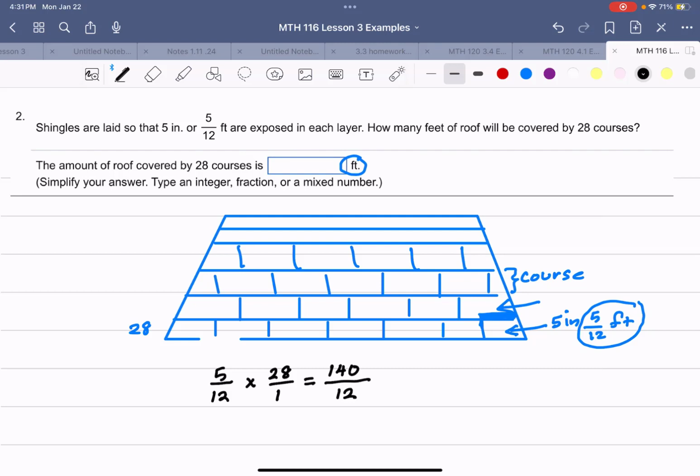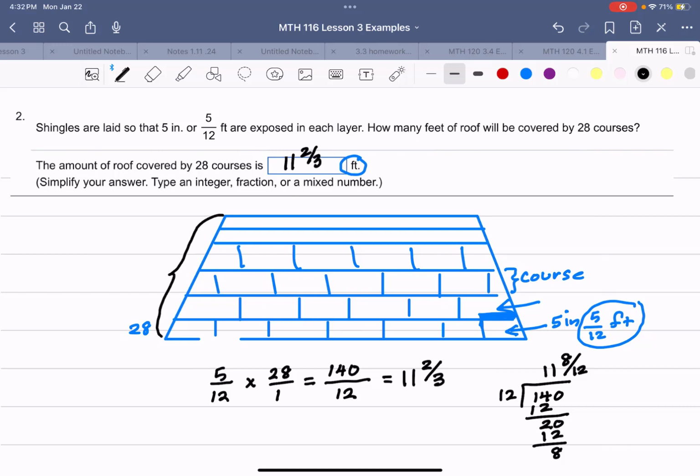140 over 12. Well, 12 goes into 140. 12 into 14 is 1. Bring down the 2, bring down the 0. 12 goes into 20, also 1. 1 times 12 is 12. 8 left, so it's 11 and 8/12. And 8/12 reduces to 2/3. So it's 11 and 2/3 feet. 11 and 2/3 feet is this total amount of roof that has been covered by the 28 courses.